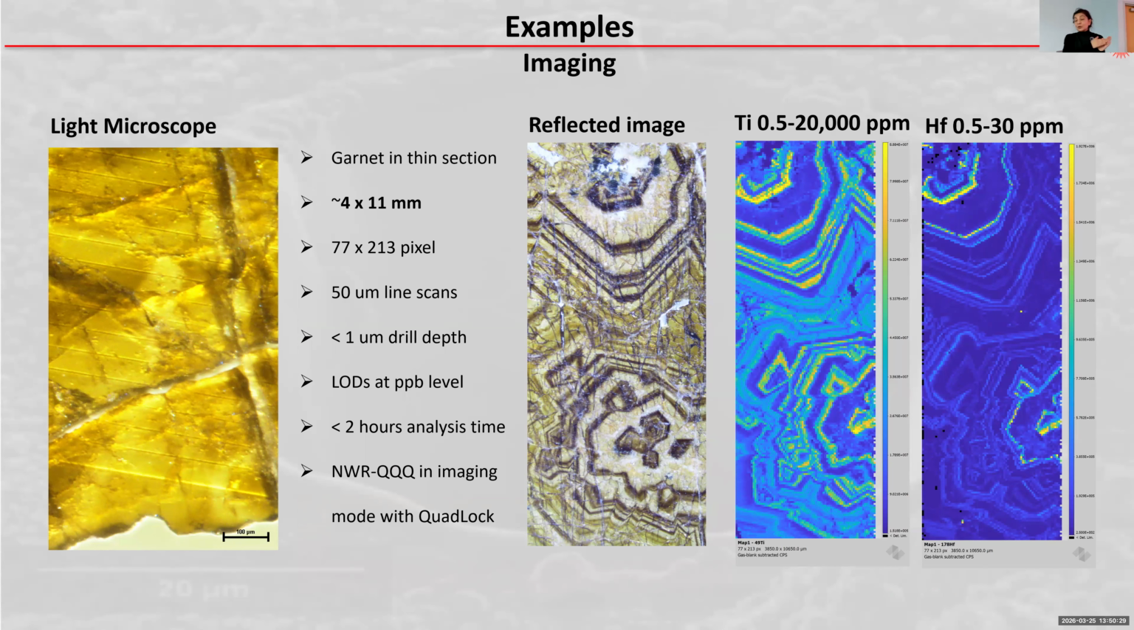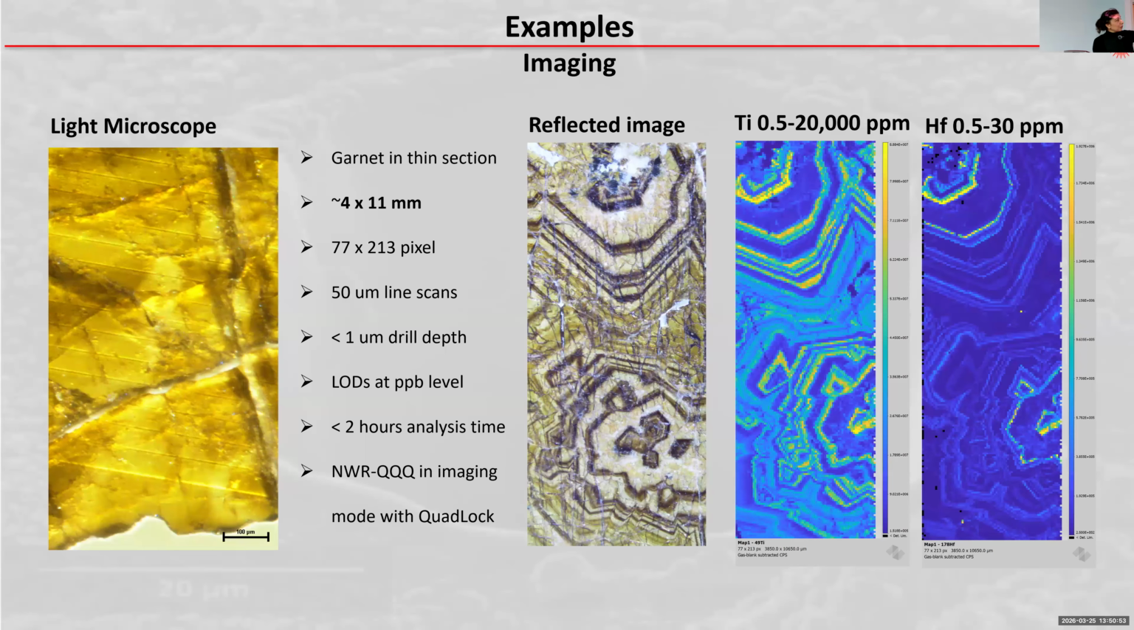For imaging, you usually have a line scan. The laser just shoots in, keeps going, and the ICP-MS collects data. But usually the pixels were very big in former times, because you just average over a long time. Now with the quad lock, or with these fast washouts, you can collect data at a very high resolution in a very short time.